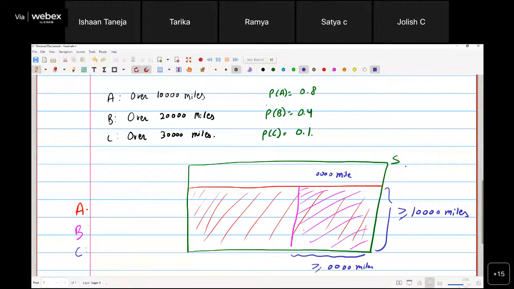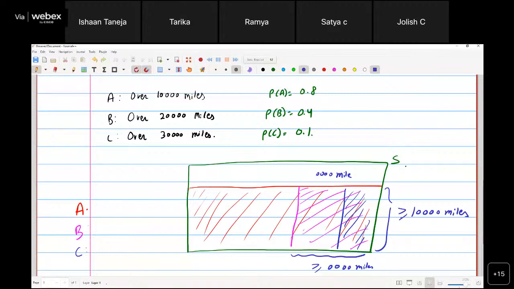Okay, so now event C is that it goes over 30,000 miles. It means it has gone over 10,000, it has gone over 20,000, and now it should go over 30,000, right? So I got it, sir. Where I was wrong. So it would be this region inside the red and pink. Yes.